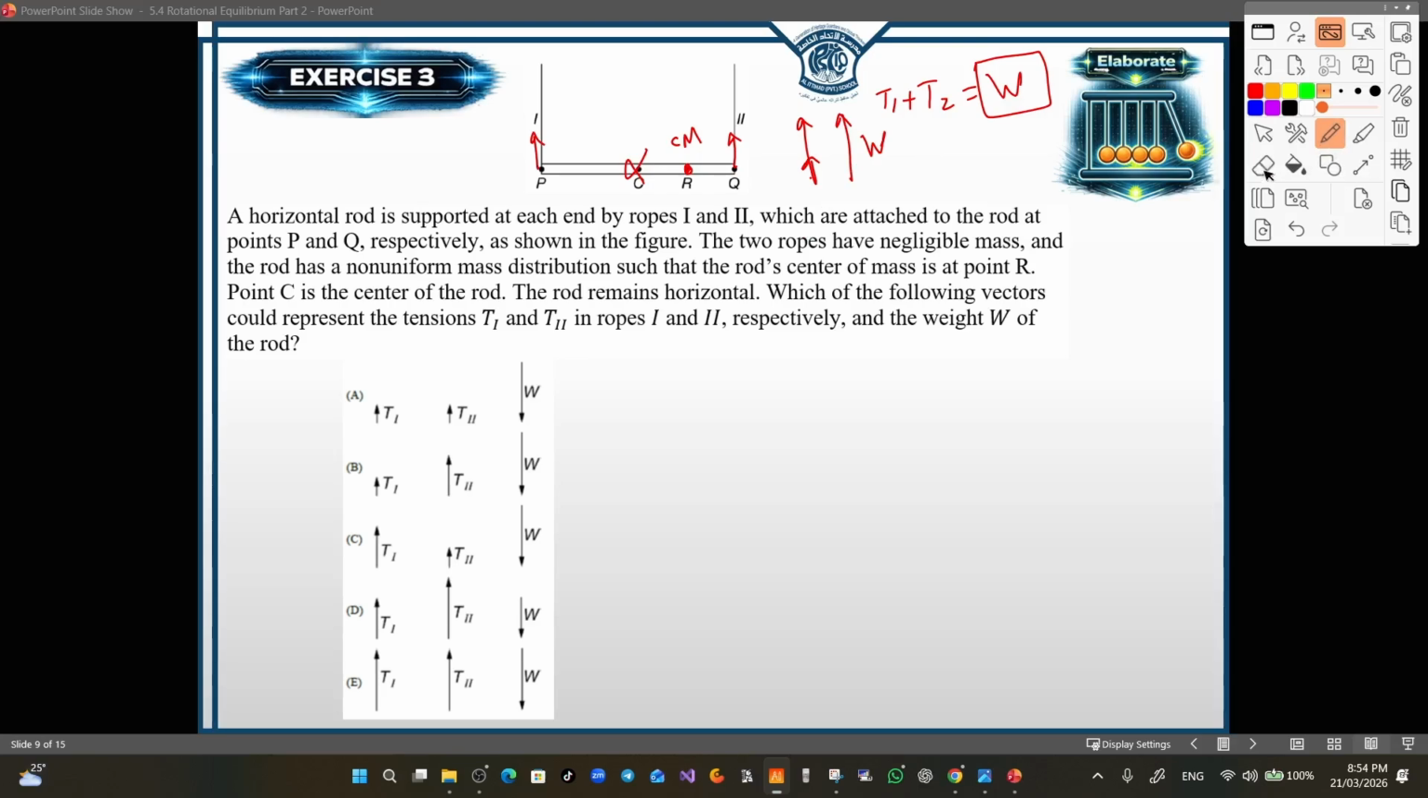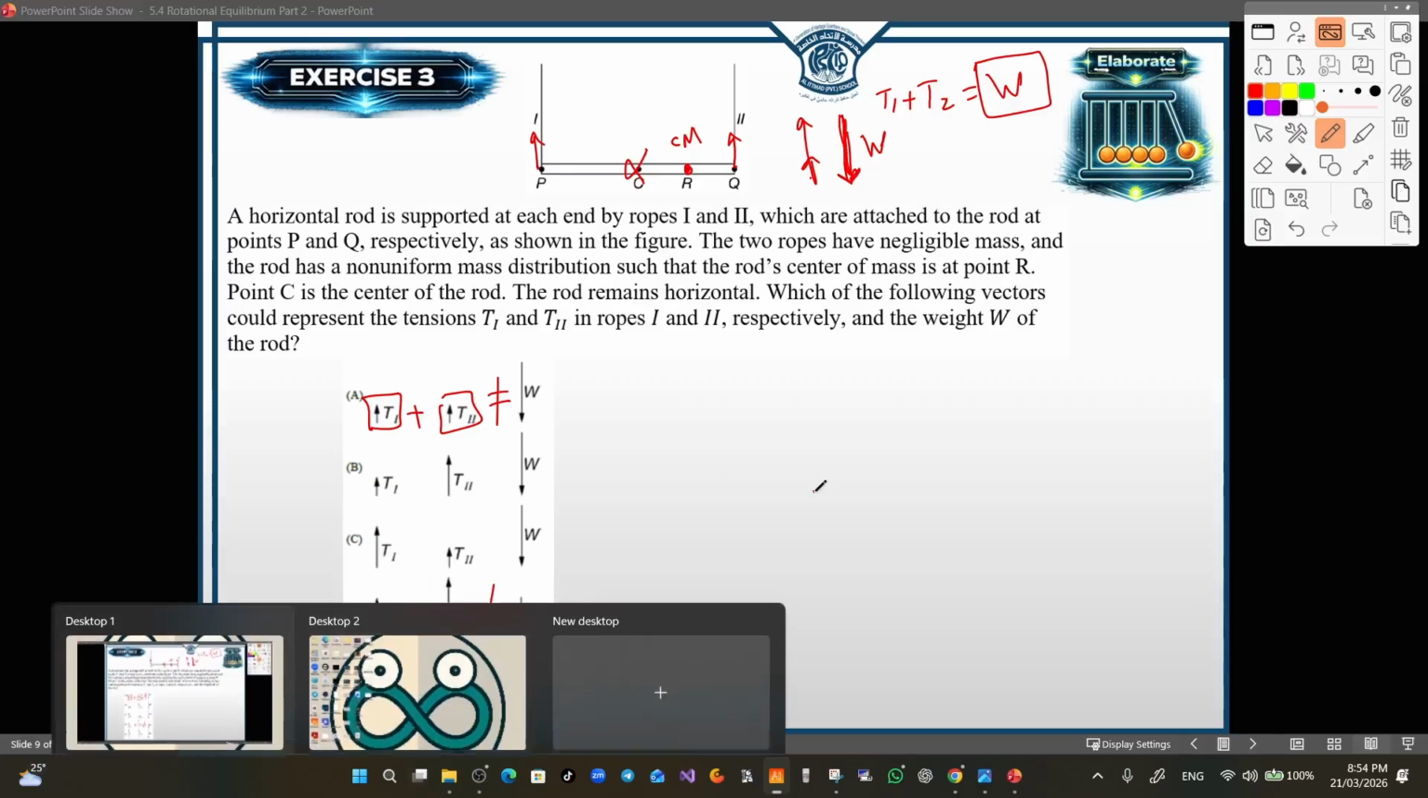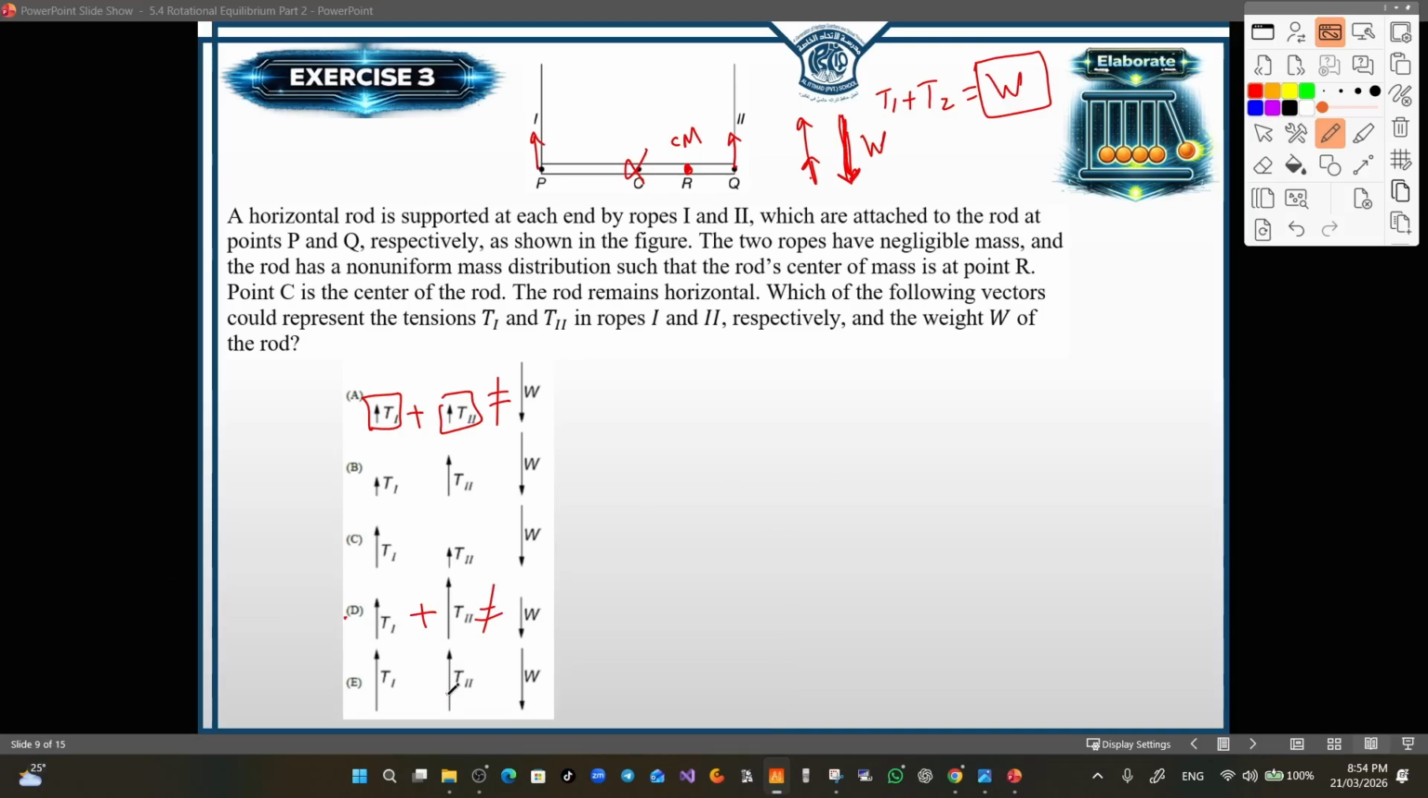Now, since the W here is the gravity, I will need to just change the direction of my arrow. It should be downward because the gravity is always acting downward. So if we add this arrow to this arrow, definitely it's not gonna be equal to the W here. As well as the length of this and this cannot be equal to W, so not even this. And also this one cannot be the correct answer because it's not equal to W.